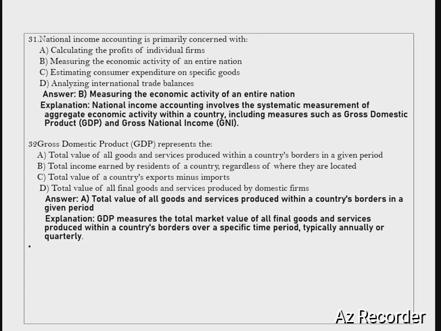Next question is, national income accounting is primarily concerned with option A, calculating the profits of individual firms, option B, measuring the economic activity of an entire nation, option C, estimating consumer expenditure on specific goods, option D, analyzing international trade balance. Correct answer is option B.